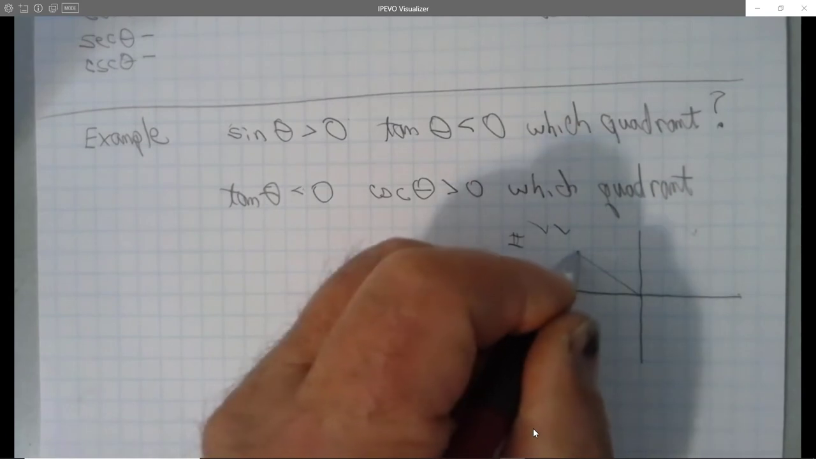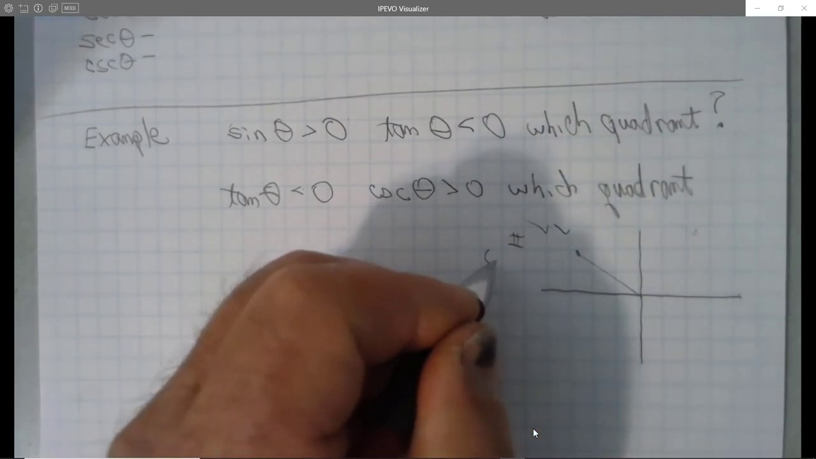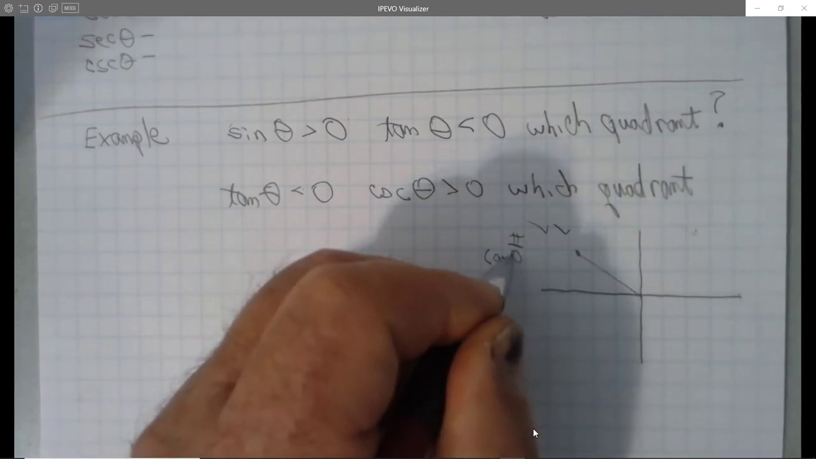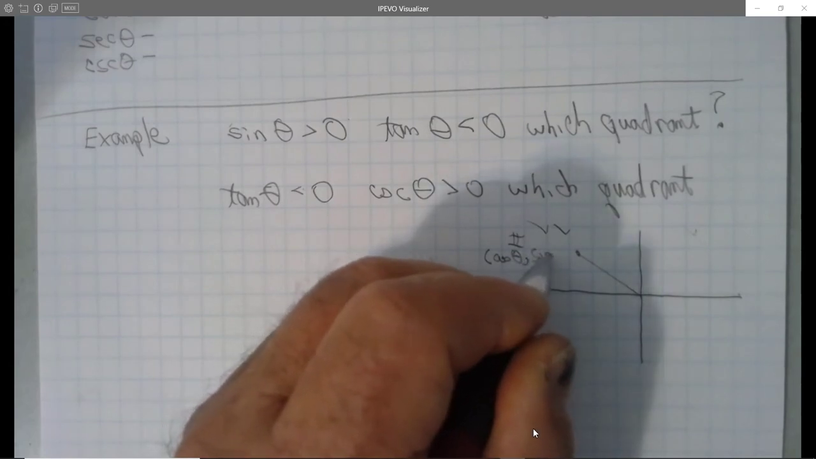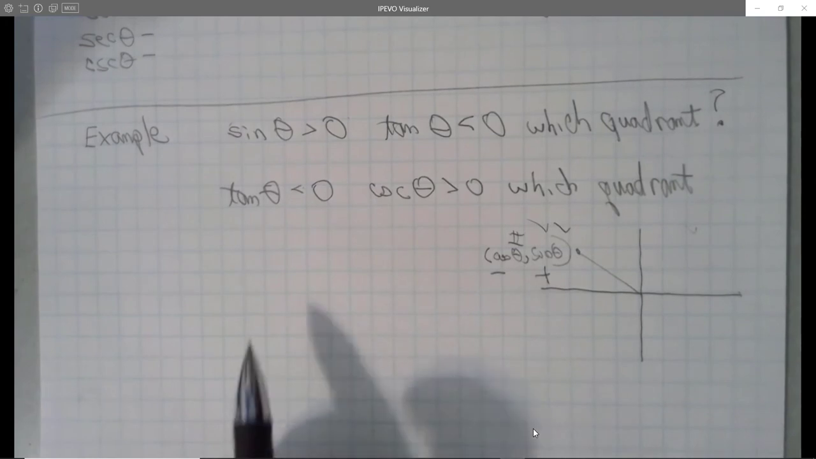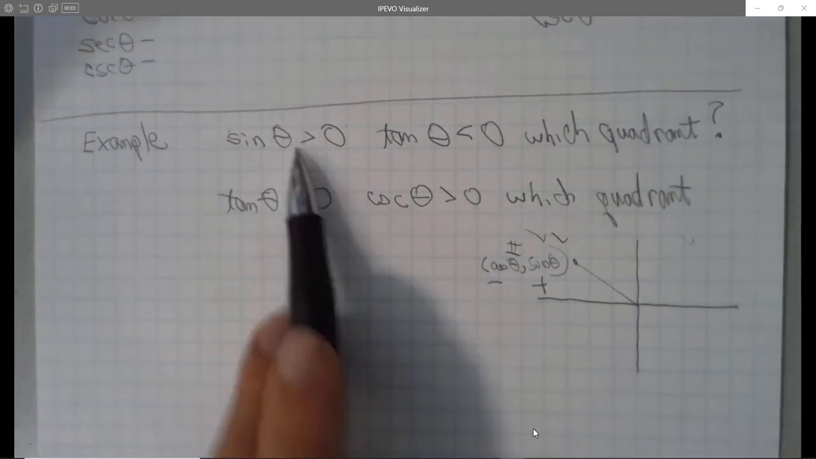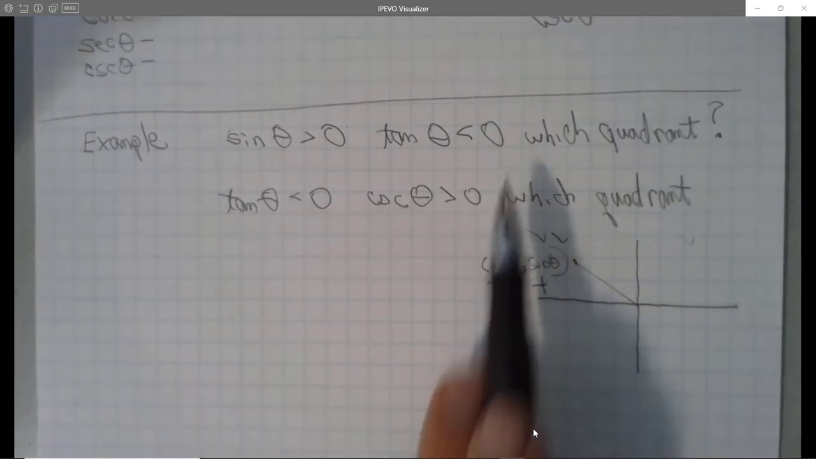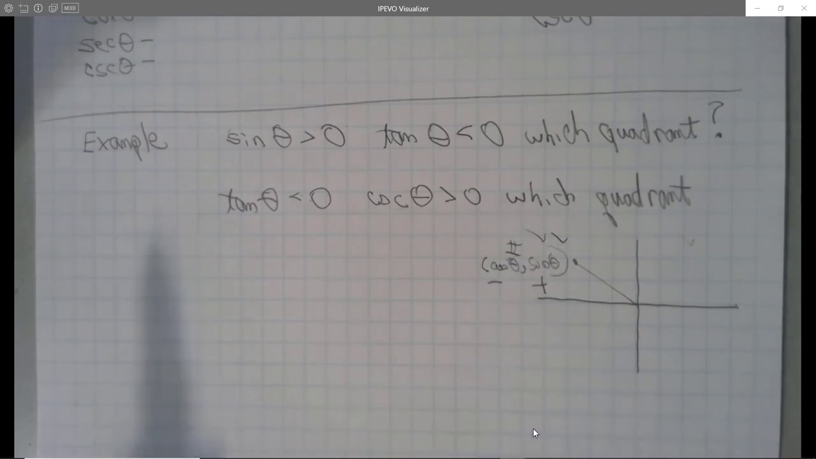And if you think about that, if you have the cosine of theta, sine of theta, if this is negative and this is positive, then you get exactly this pattern. The sine, on the other hand, is positive, so we match this pattern here being in quadrant 2.